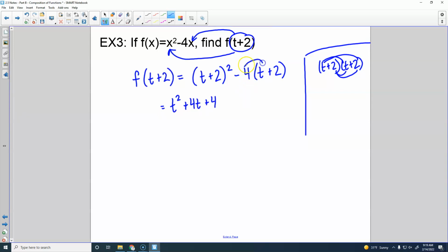And then you just need to distribute that negative 4 over here. And so t squared. Here our 4t's actually cancel out. And we're going to get t squared minus 4. Okay, questions?